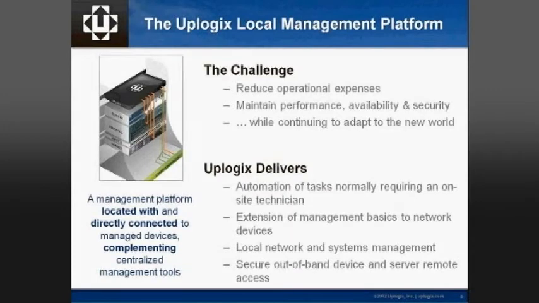I know that when we were out at Cisco Live, I'm sure everybody saw a ton of stuff. So just a quick refresher on what is this whole local management concept and what is Uplogix. Uplogix is a local network management platform. And what that means is we are physically located in the exact same rack with the gear that we're managing. We are connected via a dedicated piece of copper, Cat5, to the console of each of the pieces of equipment that we're managing, such as that router, that firewall, that switch, that server that you see there.